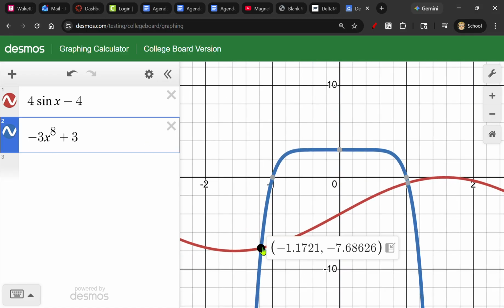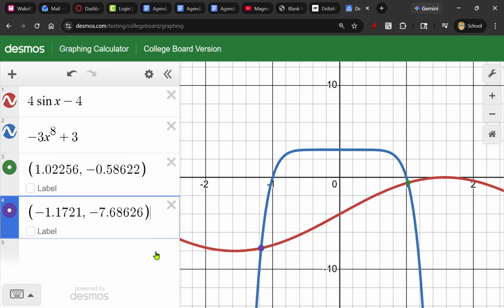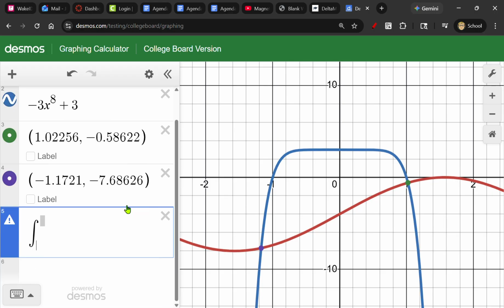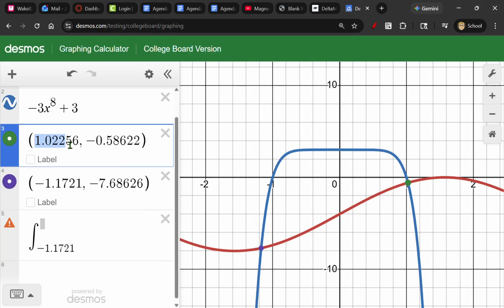All right, so we've got our a and our b. Make sure you don't grab the 0 of the function. We want the intersection there, right? Now, slick trick, you can actually export both of these points to the expression list, and you can go ahead and copy and paste these numbers for your a and b. So there's going to be your a and b.